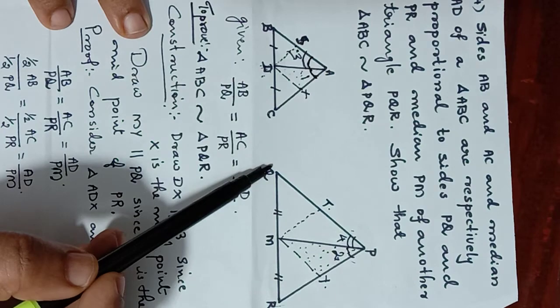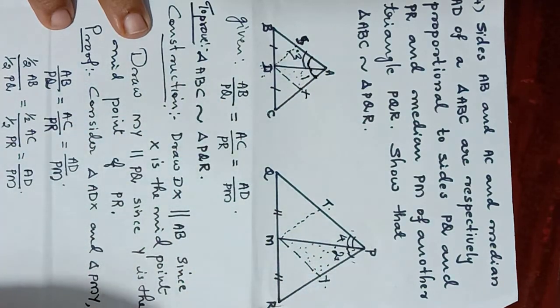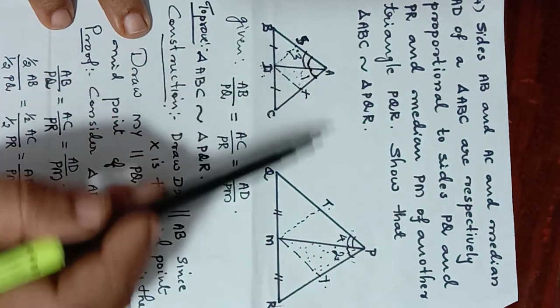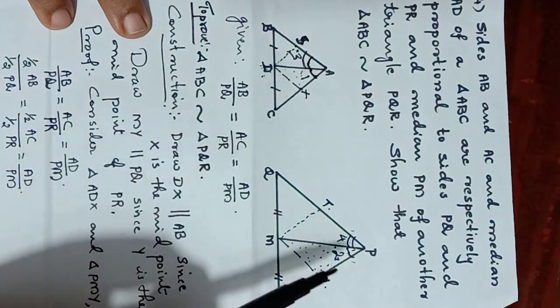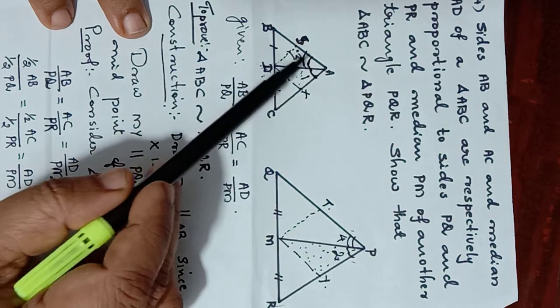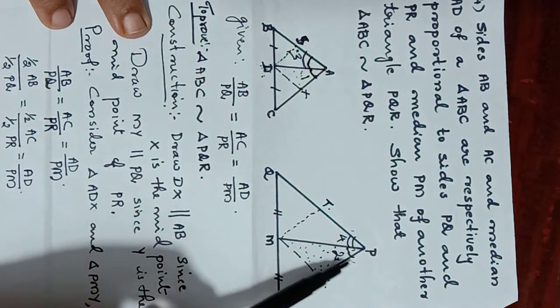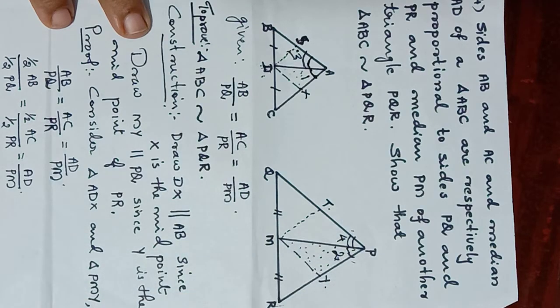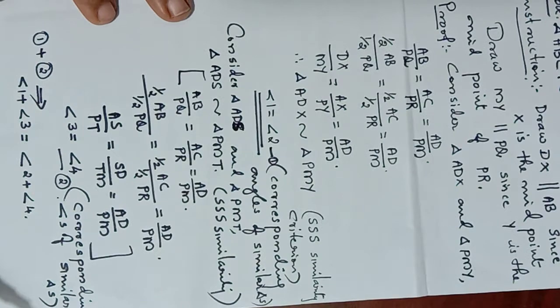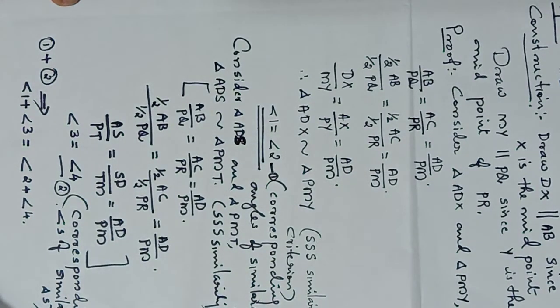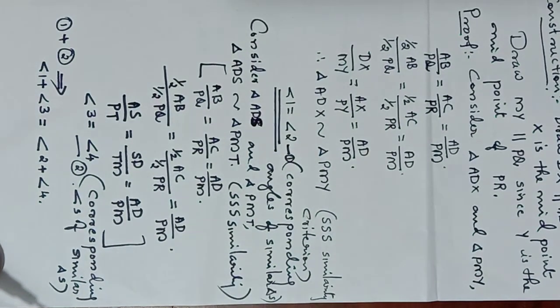AB by PQ is equal to AC by PR, and also angle A is equal to angle P. Therefore, by SAS similarity criterion, we say that these two triangles are similar. That is how easily we are proving it.